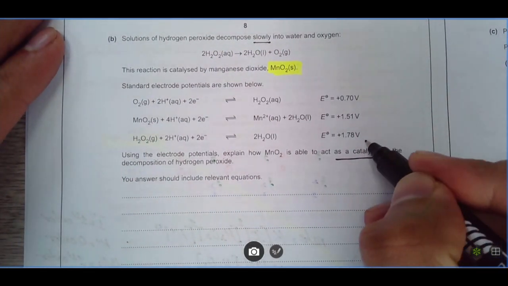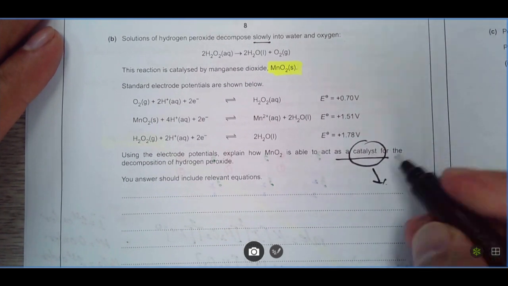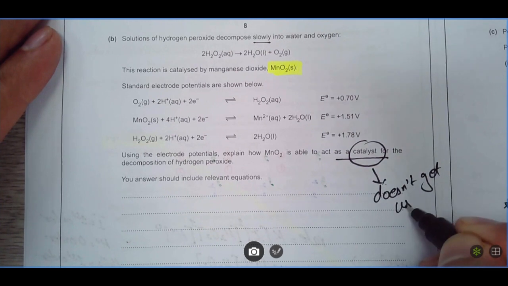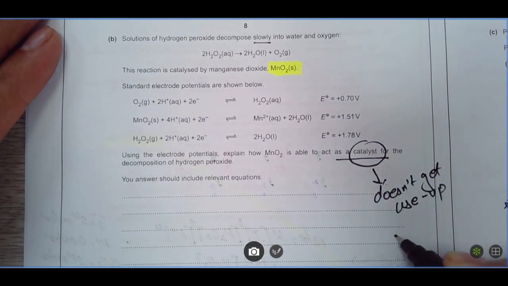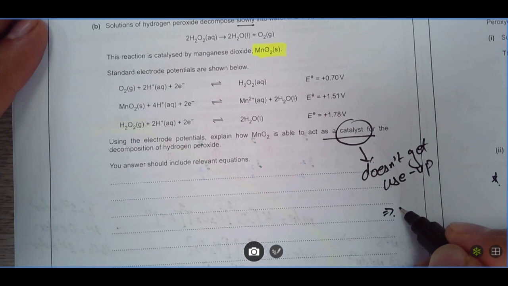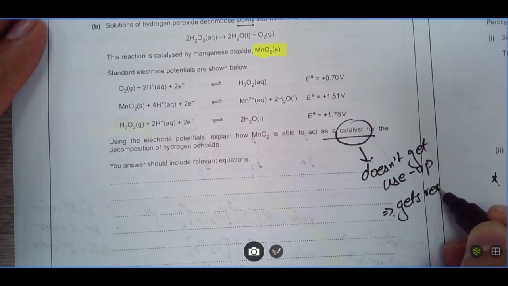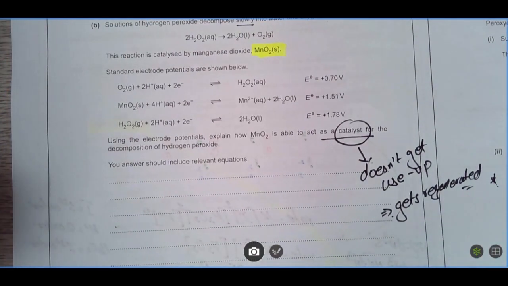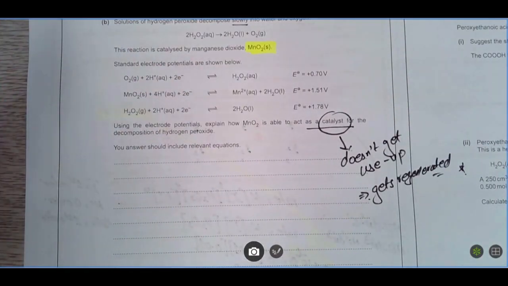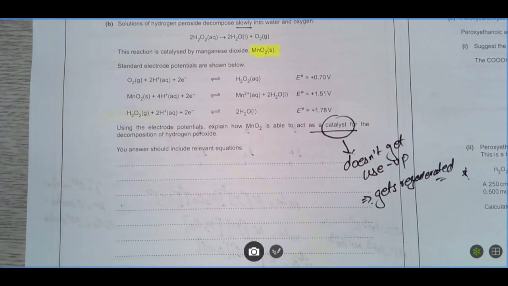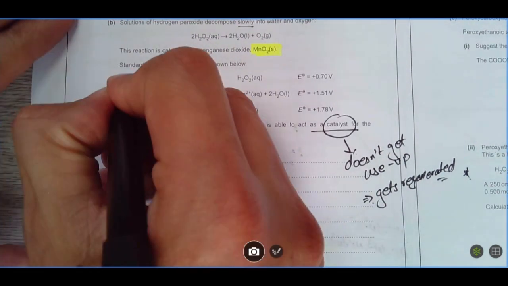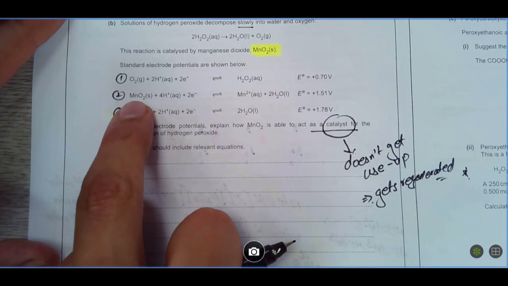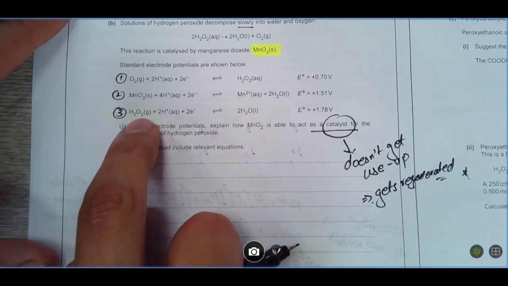What is a catalyst? Number one, it doesn't get used up, or we can say it gets regenerated. Are you happy with these two concepts? If we can show the regeneration of the catalyst, then things will become accessible for us. So I've been given three equations, 1, 2, and 3. First, I'll consider this and this equation.